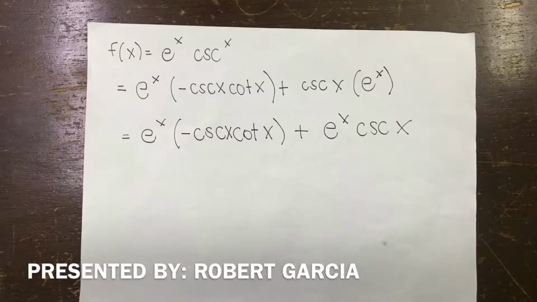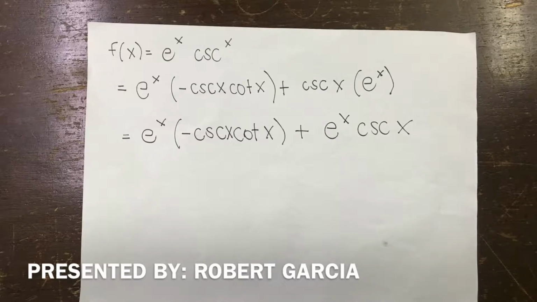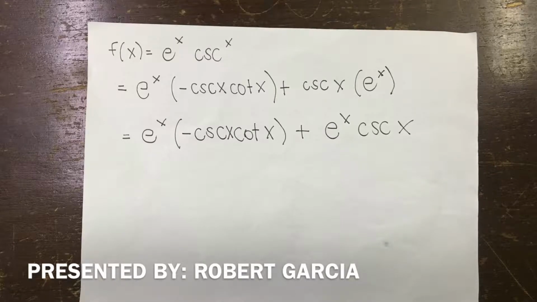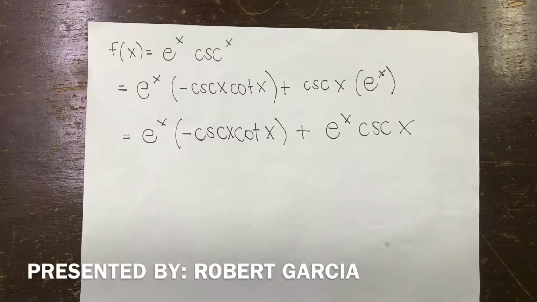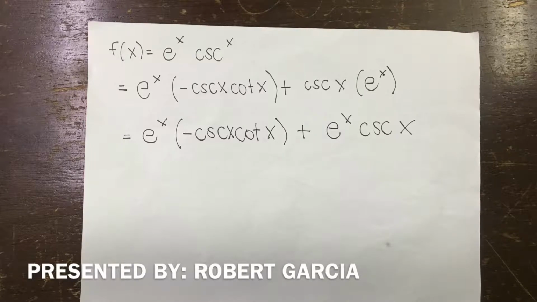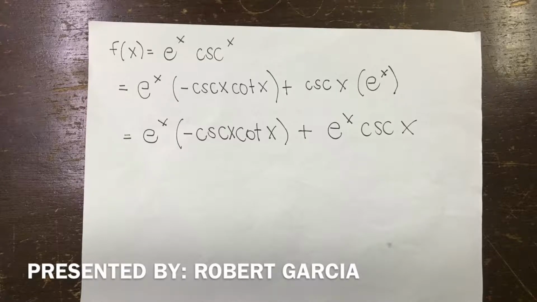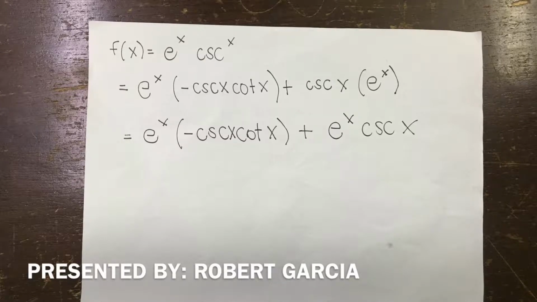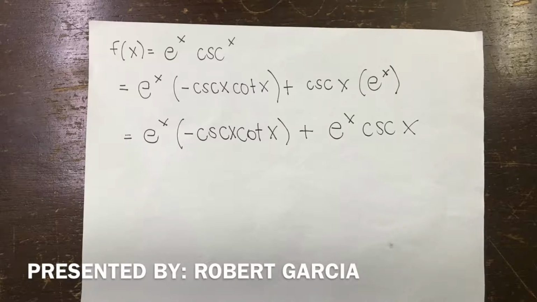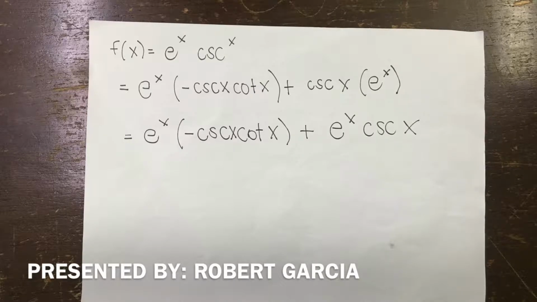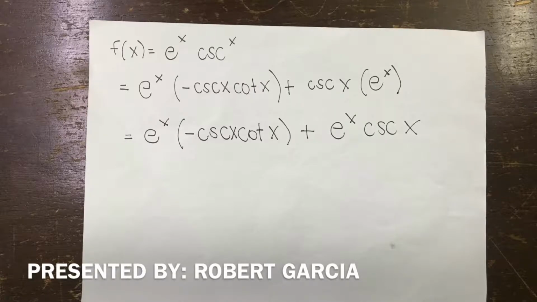Ang next na problem is f of x is equals to e raised to x times cosecant x. Nakikita naman natin na may dalawang function, so gagamit tayo ng product rule. Yung first function, ililabel natin siya as u, and the second function, ililabel natin siya as v.